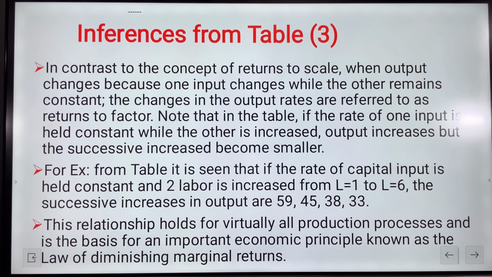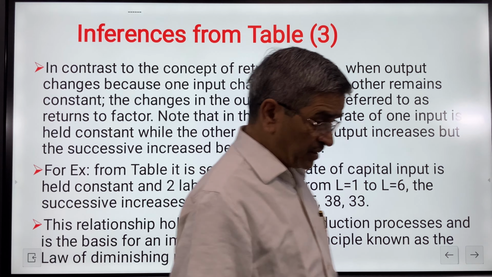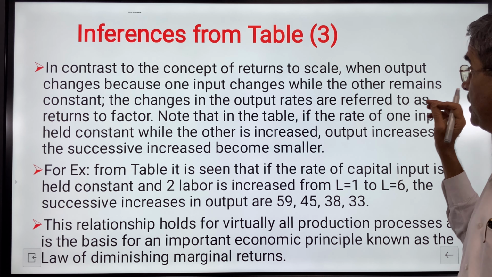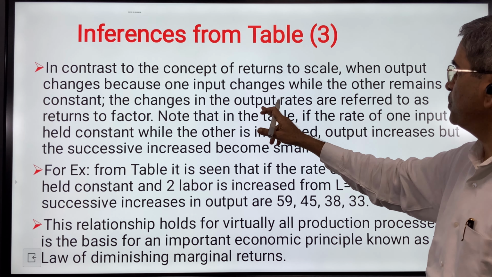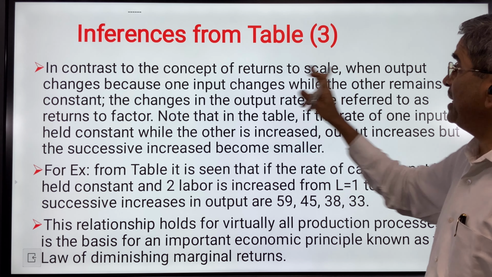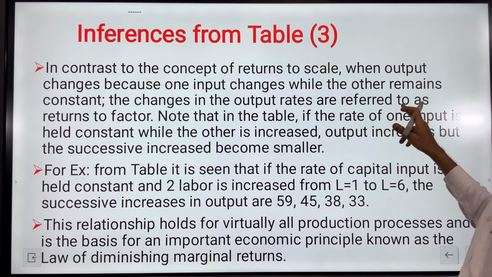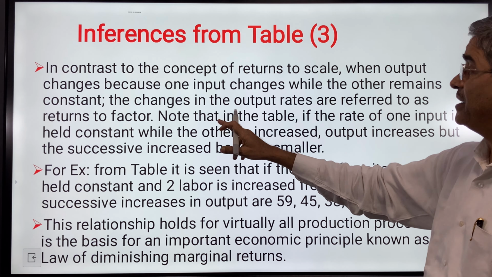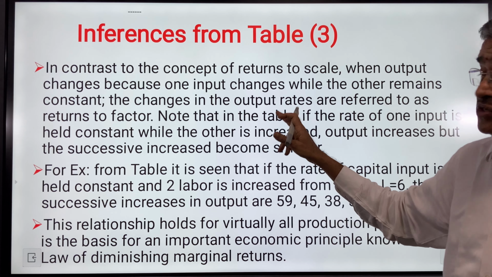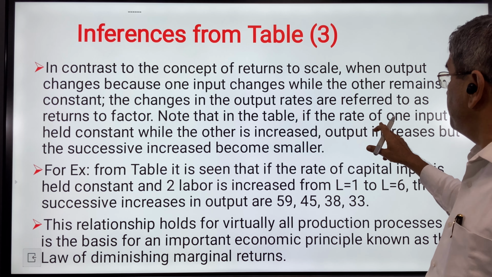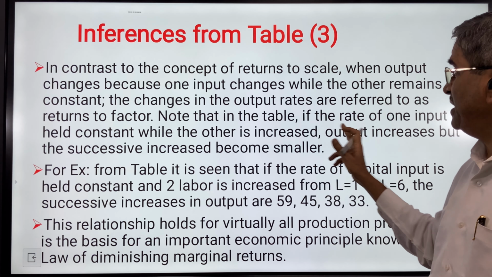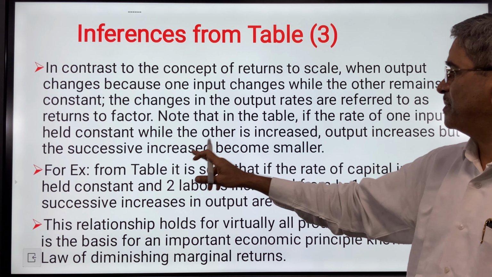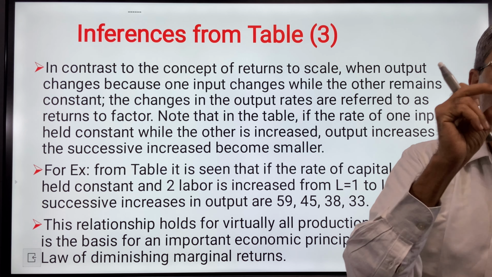Now, further inferences from the same table. In contrast to the concept of returns to scale, there is also returns to the factors of production. When output changes because one input changed while the other remained constant, the changes in the output are referred to as the returns to the factor. Returns to factor is also very important. Note that in the table, if the rate of one input is held constant while the other is increased, output increases but the successive increase becomes smaller.